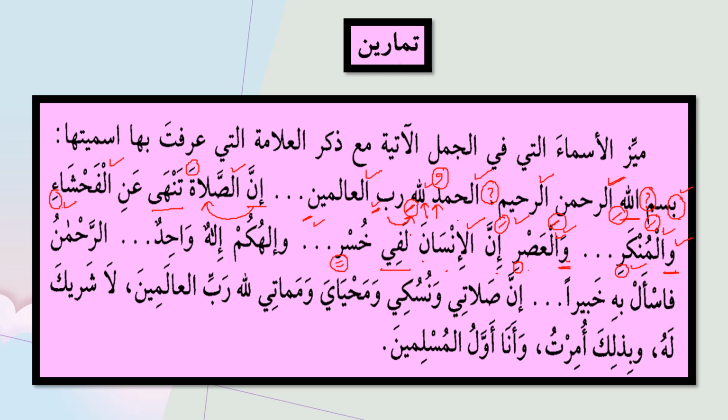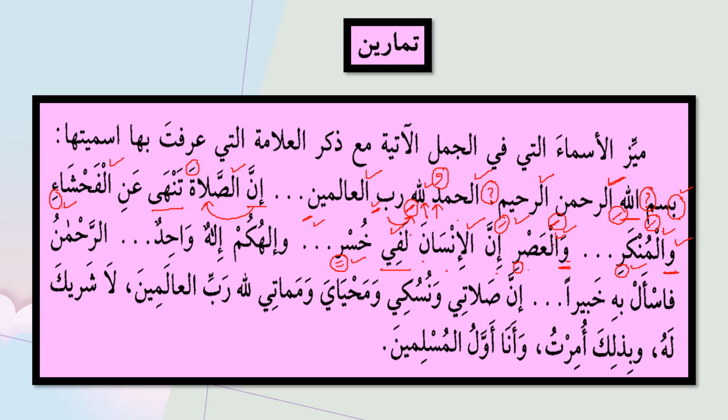And the first sign for this khusr to be a noun is the harf jar. First, you found a harf jar, so only a noun can accept a harf jar. Second, you found the tanween. So there are two signs to tell you that khusr is a noun. It has a harf jar before it and there is a tanween.